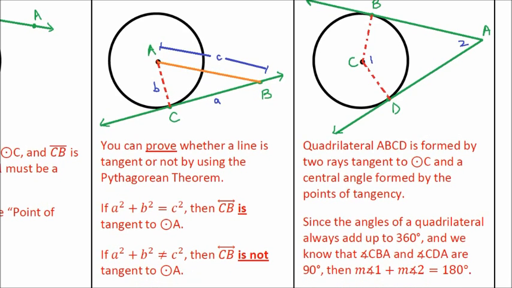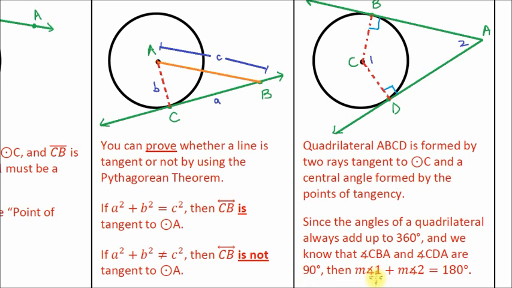Now look at the property of this. Since the angles of a quadrilateral always add up to 360 degrees, and we know that angle CBA has to be a right angle because AB is a tangent line and BC is a radius, they make a right angle. And we know that CDA also has to be a right angle because AD is a tangent line and CD is a radius that touches at the point of tangency. We know those are right angles. If those are right angles, they're both 90 degrees.